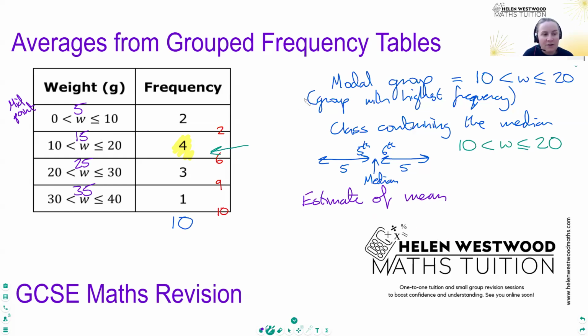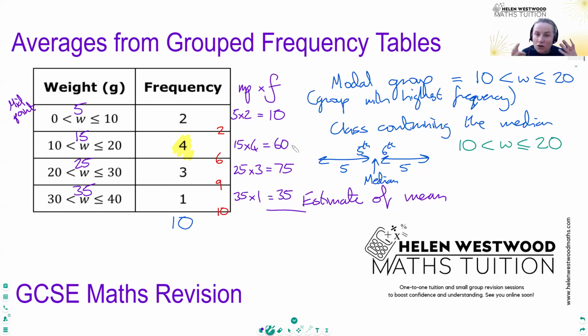So when we come to work out the mean, what we're going to do is the midpoint times by the frequency. So to start off with, we're going to do 5 times 2, which gives us 10. Just moving my arrow that I use for median there. Next, we're going to do 15 times 4, which gives us 60. 25 times 3. And then 35 times 1.